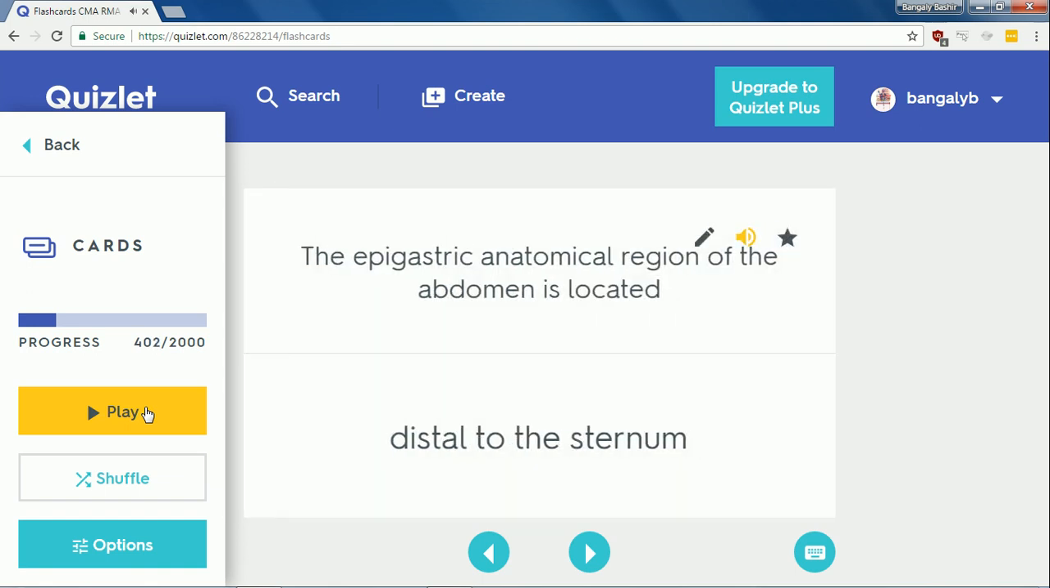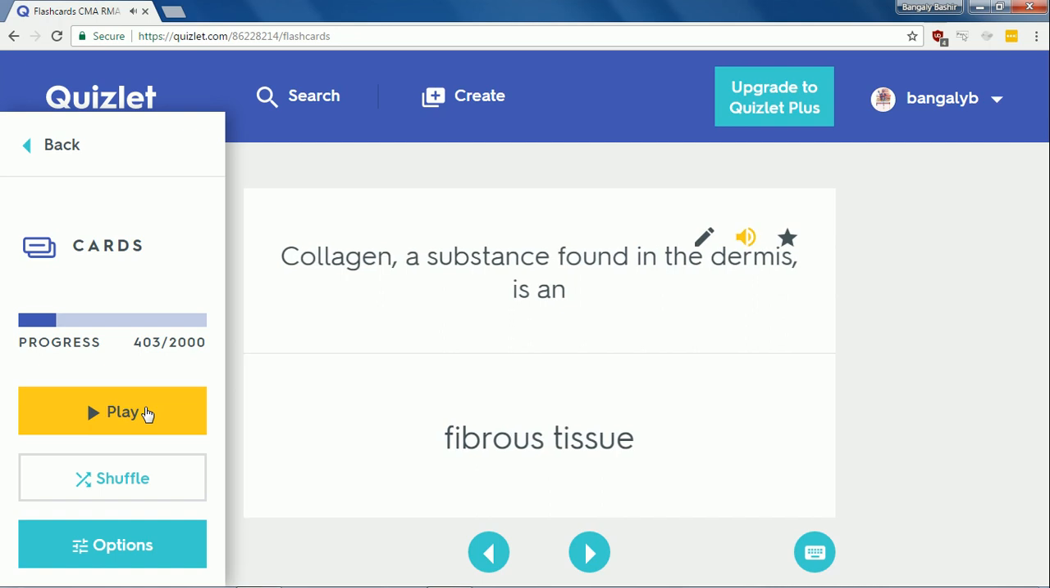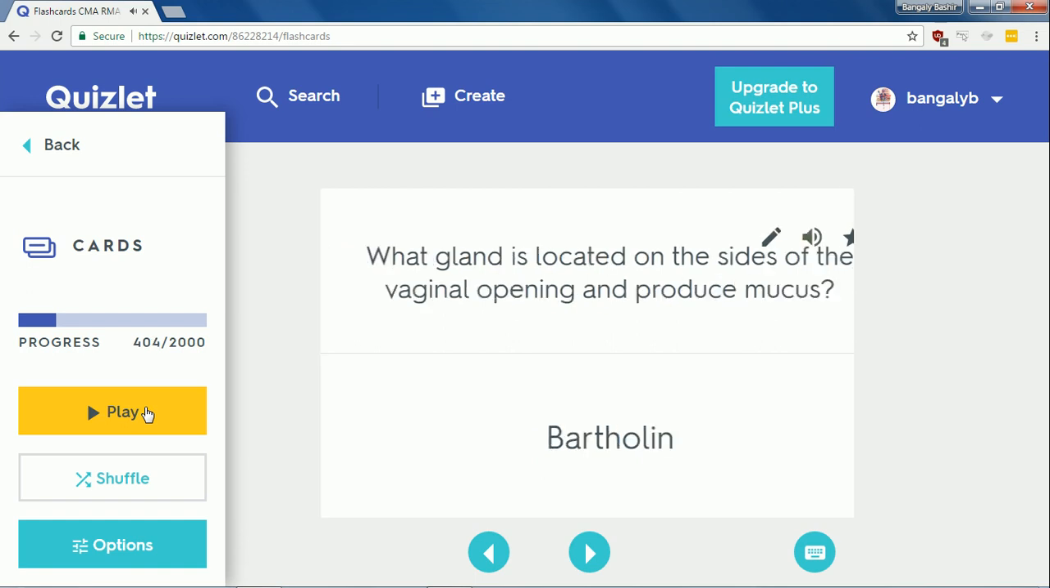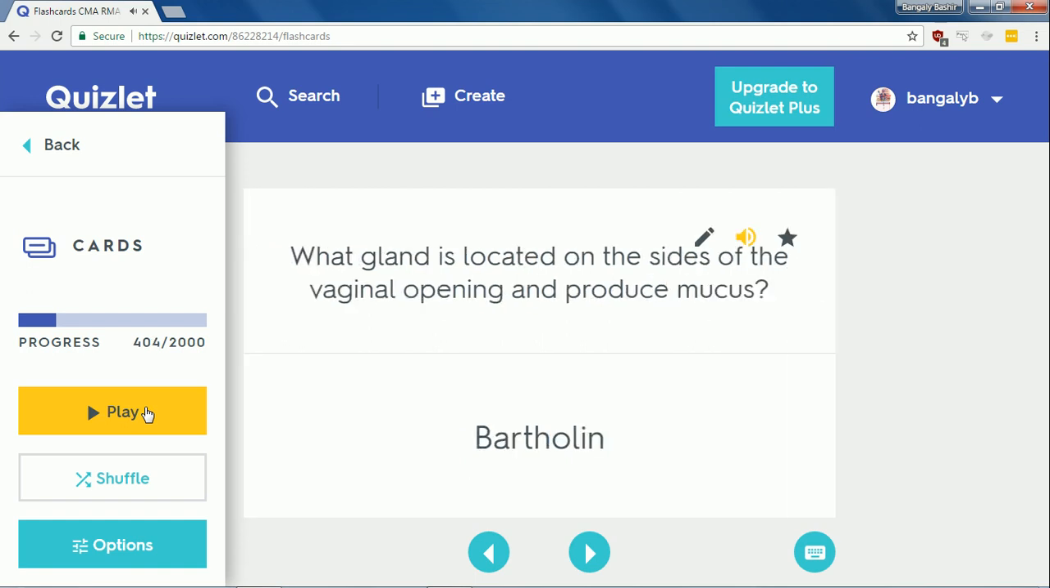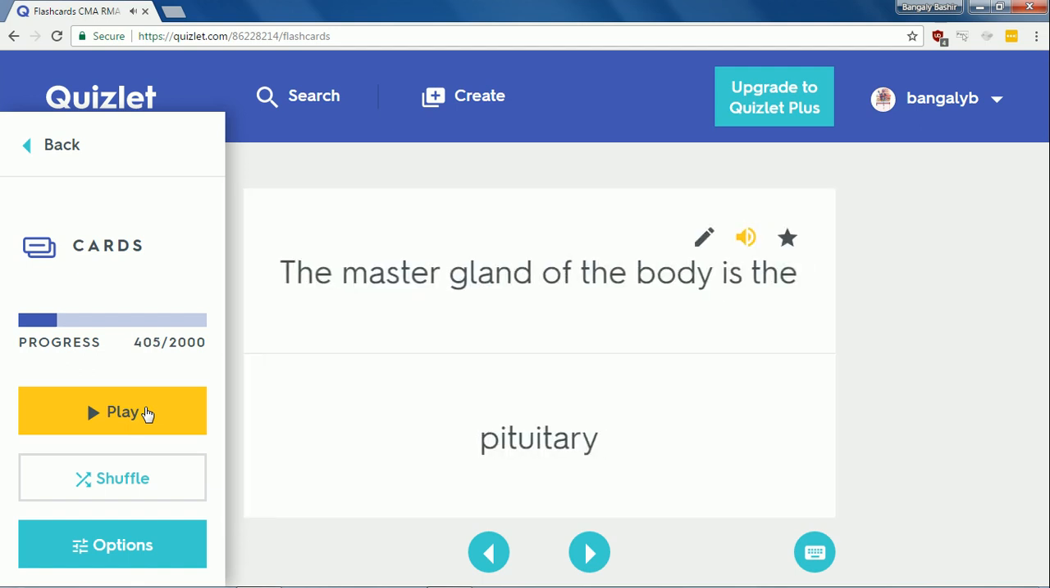The epigastric anatomical region of the abdomen is located distal to the sternum. Collagen, a substance found in the dermis, is a fibrous tissue. What gland is located on the sides of the vaginal opening and produces mucus? Bartholin. The master gland of the body is the pituitary.